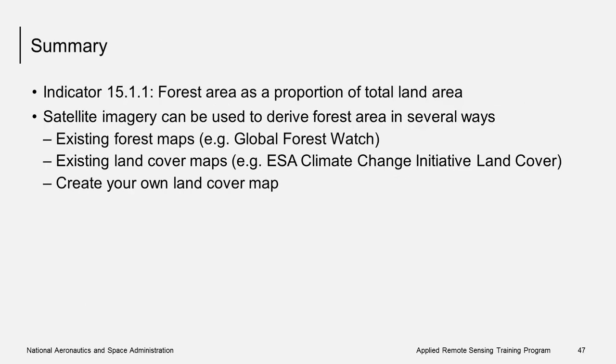In summary, satellite imagery can be used to get information about forest area for indicator 15.1.1. There are many existing land cover and forest maps derived from satellite imagery, or you can create your own land cover map using a classification approach of your choice.